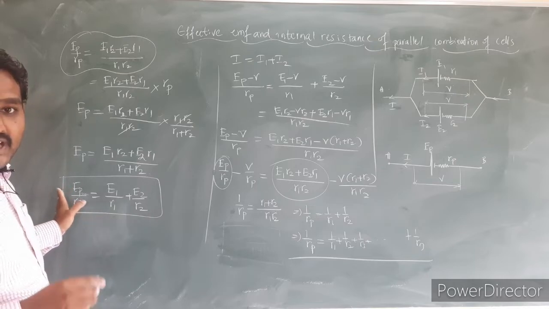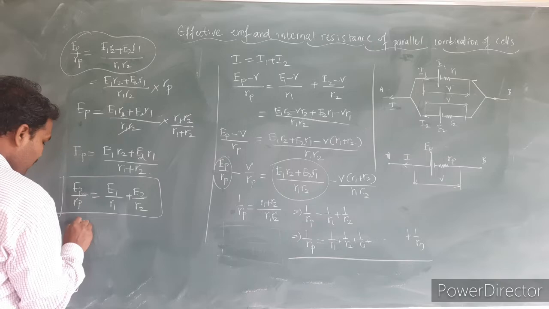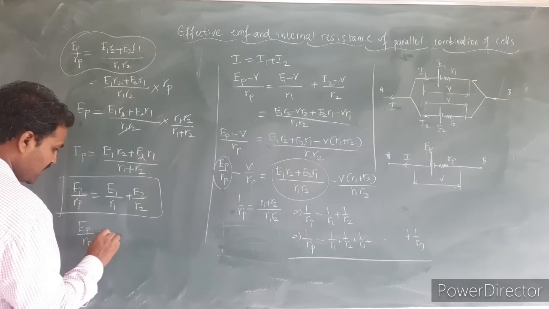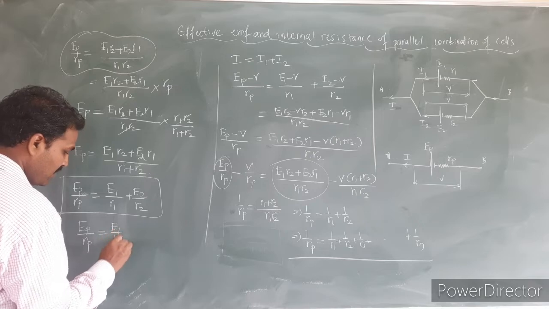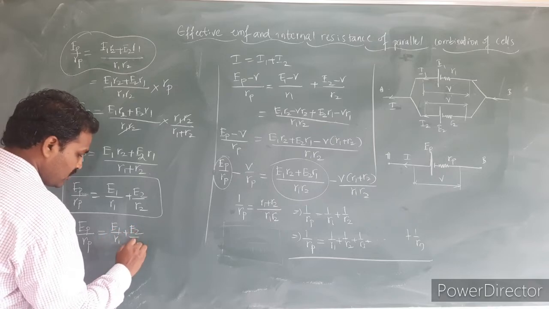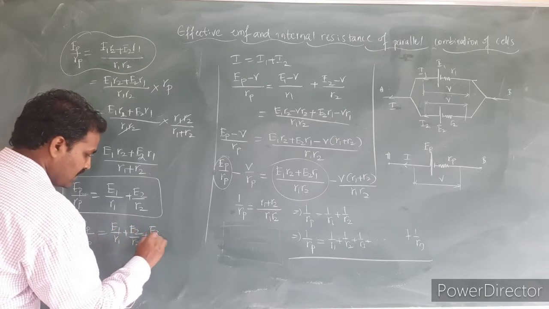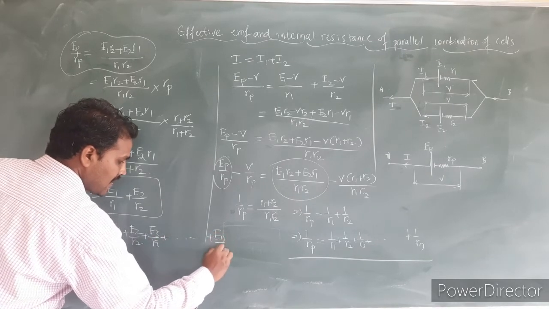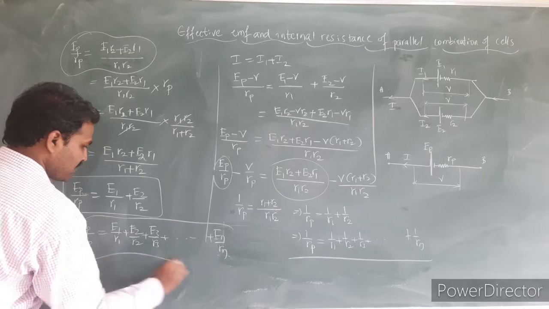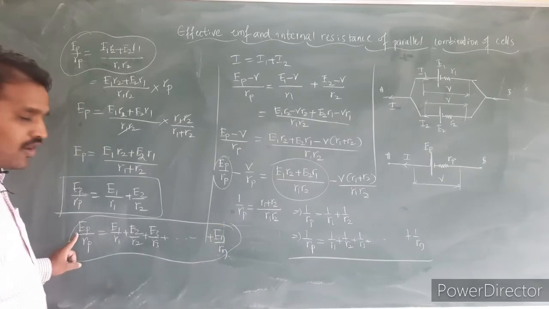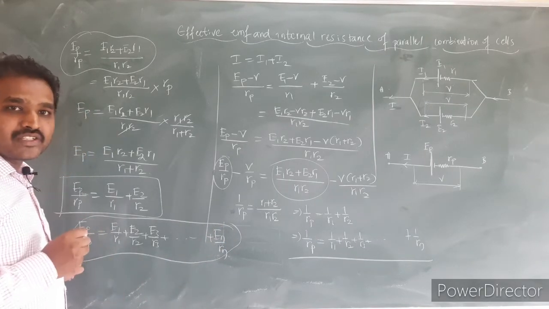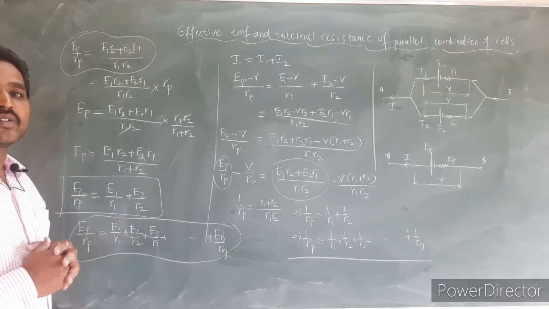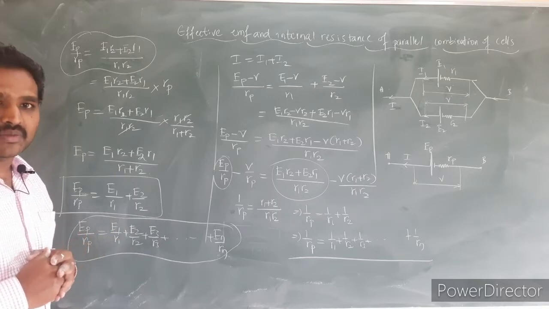The same expression can be extended for a combination of n number of cells. I can write EP divided by Rp is equal to E1 by R1 plus E2 divided by R2 plus E3 divided by R3, up to En divided by Rn. This is the general expression for effective EMF of a parallel combination of n number of cells. These two are very simple derivations which can be asked for 5 marks.